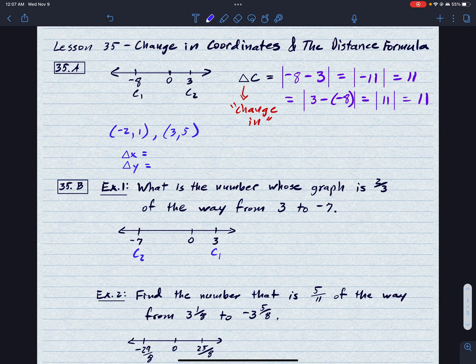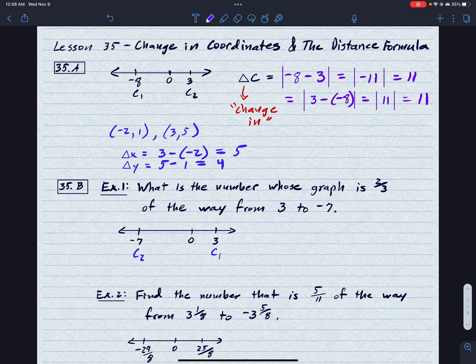All right, so for x, if I do 3 minus negative 2, it's of course 3 plus 2, which gives me 5. And if I do change in y, again, the triangles mean change in, this would be 5 minus 1, which of course gives me 4. All right, so change in literally means to subtract.